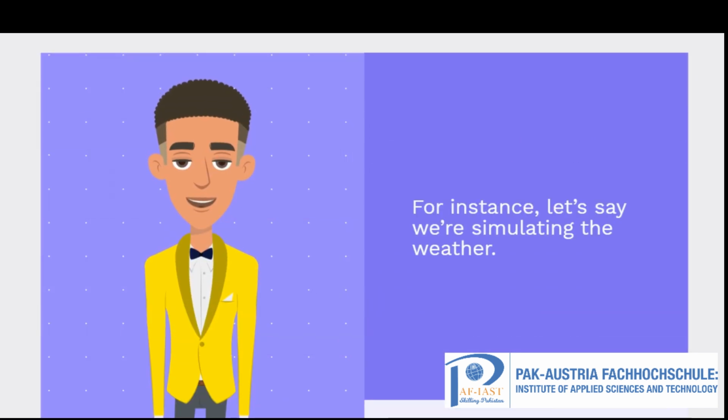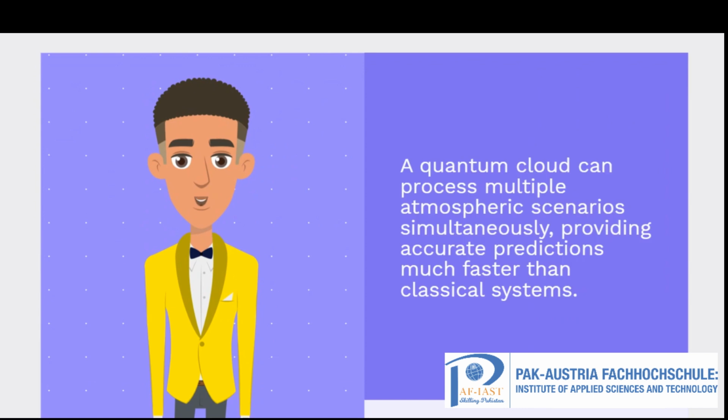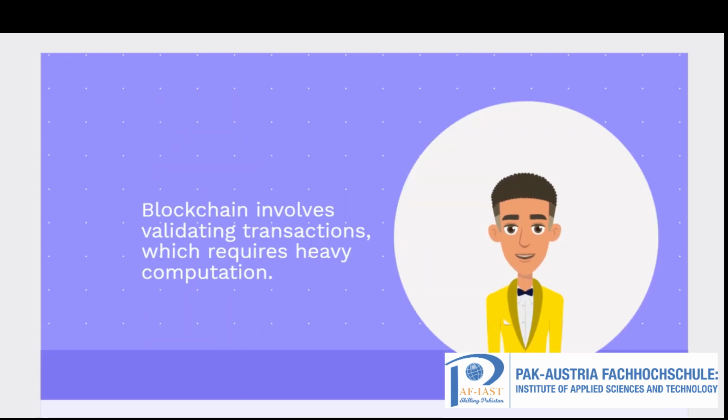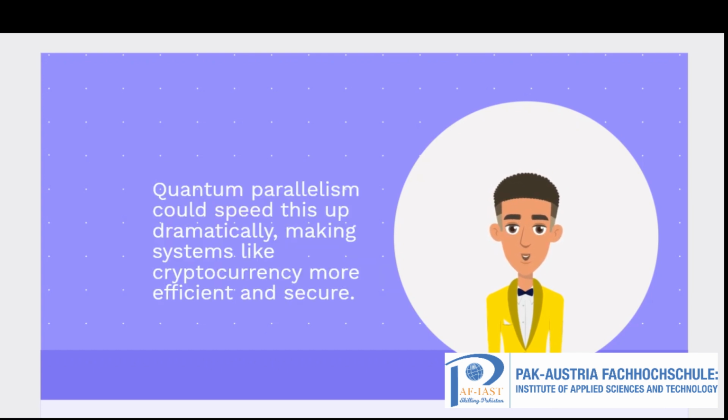For instance, let's say we are simulating the weather. A quantum cloud can process multiple atmospheric scenarios simultaneously, providing accurate predictions much faster than classical systems. Second, quantum enhanced blockchain. Blockchain involves validating transactions, which requires heavy computation. Quantum parallelism could speed this up dramatically, making systems like cryptocurrency more efficient and secure.